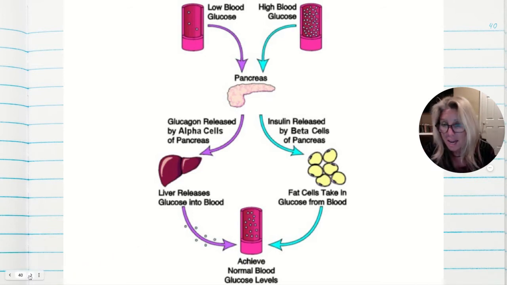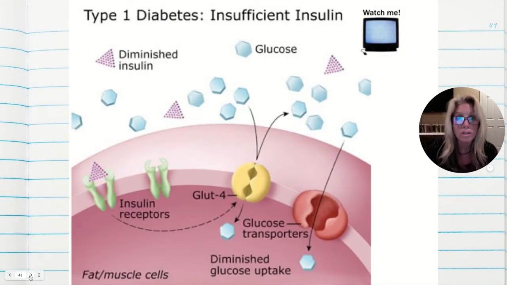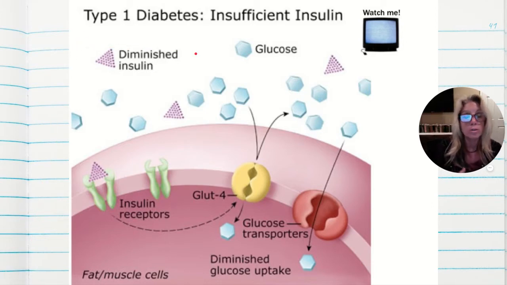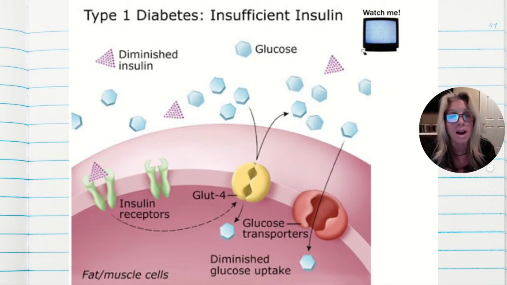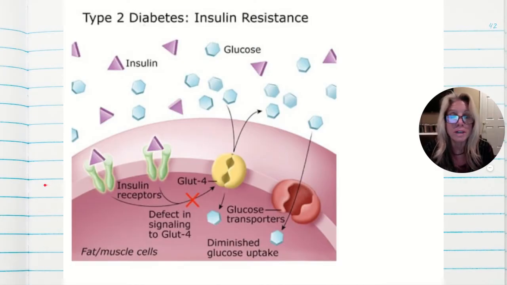Okay, and let's see. Oh, some disorders of that. So there's type 1 diabetes, and this is usually due to an autoimmune disease because you have an insufficient supply of insulin because your immune system has attacked those cells that make insulin. So type 1 do not produce enough insulin, and that would be a hyposecretion. Type 2 diabetes or maturity onset, this is insulin resistance. And let me explain this to you.